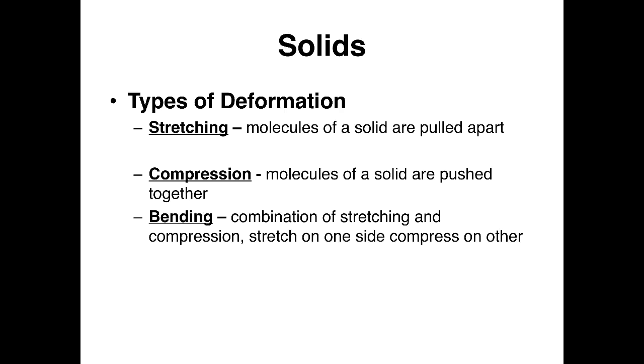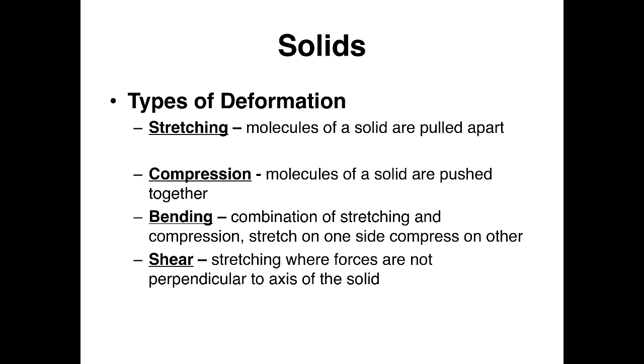Bending is the combination of stretching and compression, where one side of the object is compressed and the other side is stretched. If you bend a plastic spoon again, let's say you bend it towards you, the two ends towards you, you're stretching the side that's away from you and you're compressing the side that's toward you.